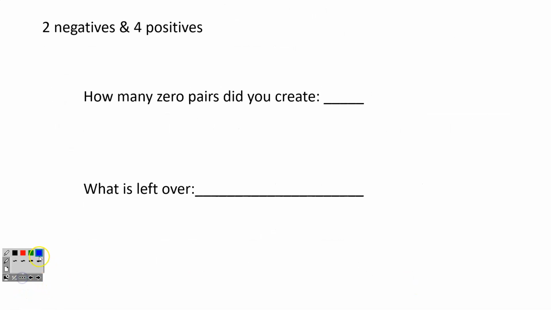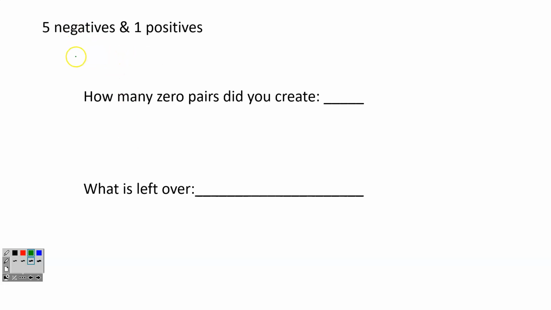So first thing we're going to cover is modeling. We're going to model these with integer chips. We're going to need to draw 2 negatives and 4 positives. So 2 negatives, 4 positives. Now remember, a 0 pair is when I can take a positive and a negative and they cancel out. So those cancel out. How many 0 pairs did I make? Well, I paired up 2 different sets. What's left over? 2 positives.